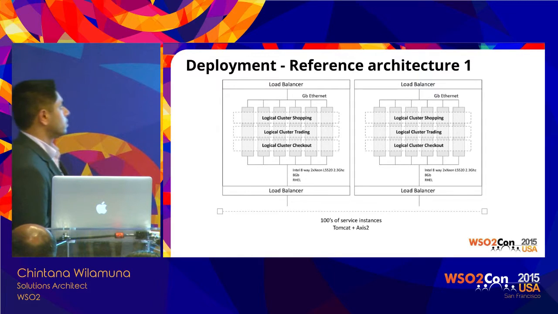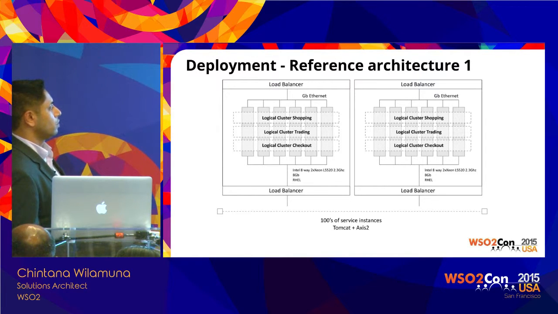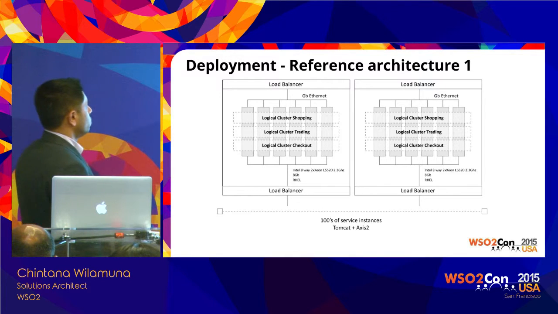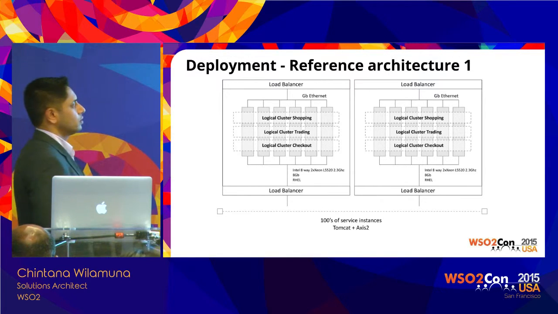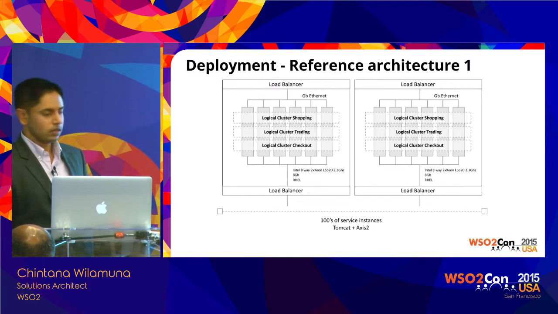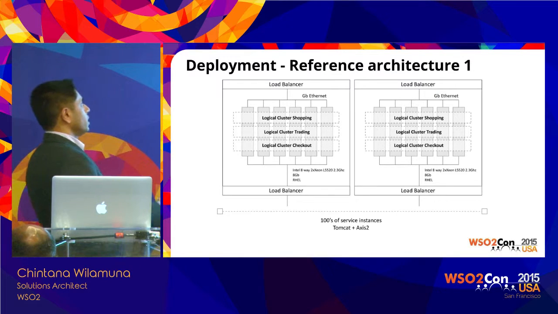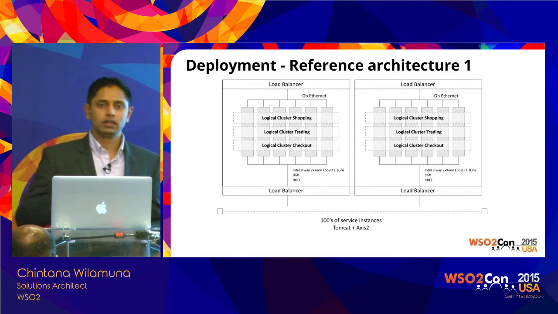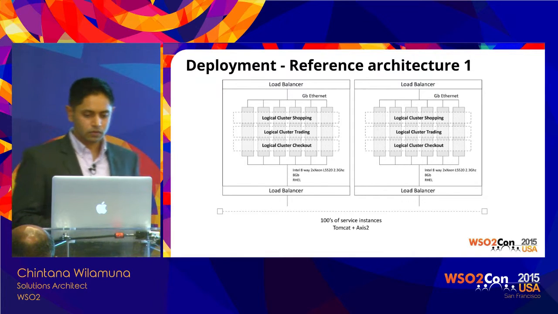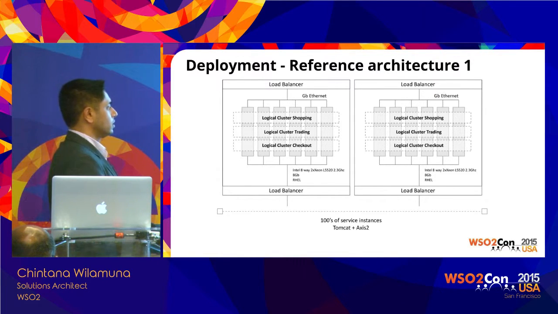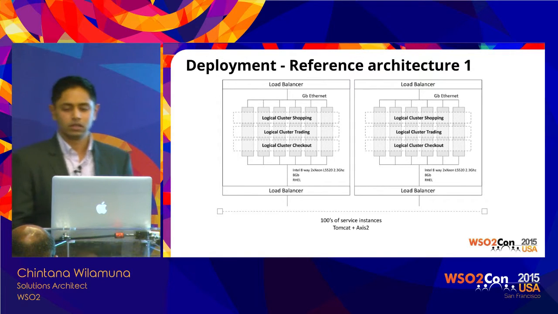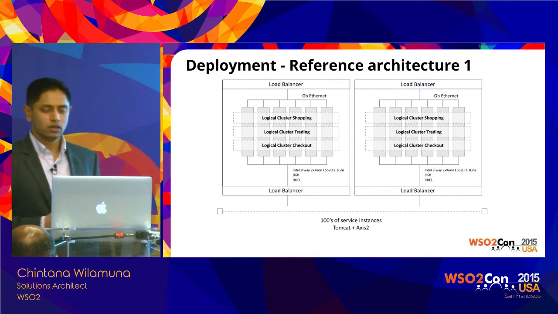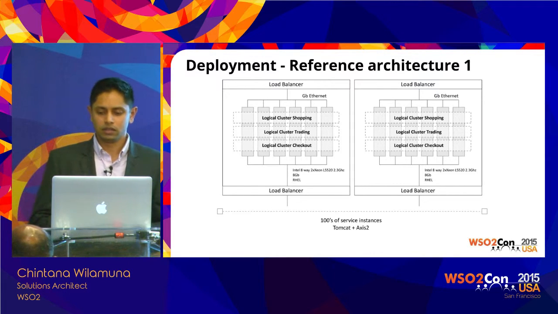So let's go through some of the reference architectures taken from production scenarios. Here we have two data centers. These two data centers reside in multiple geographically different locations. In one data center, you can see these logical layers, cluster shopping, cluster trading. These reside on multiple levels of hardware load balancers, and then multiple levels of ESBs. And they load balance to hundreds of service instances hosted on Tomcat. So mainly, they are only doing header-based routing in this deployment.